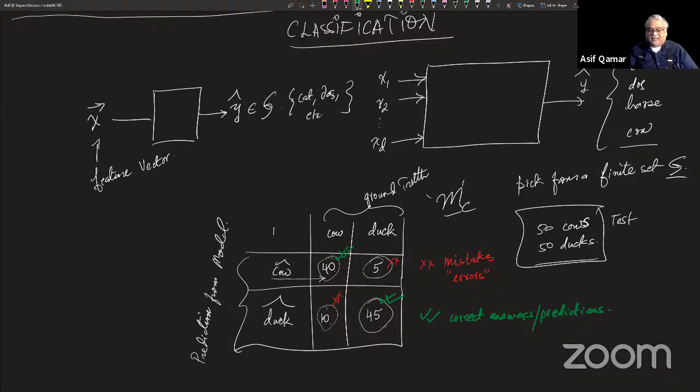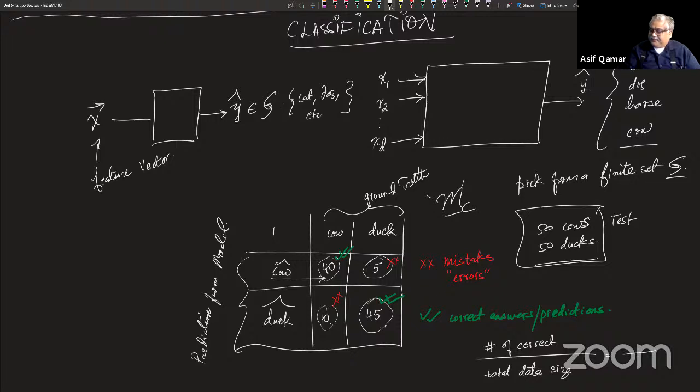Okay. So in that case, now you ask yourself, what is the definition of a good model? How well is this model performing? In the case of regression, we had the mean squared error. In the case of classification, it's actually simpler. You just look at how many you got correct: the number of correct over the total data size.